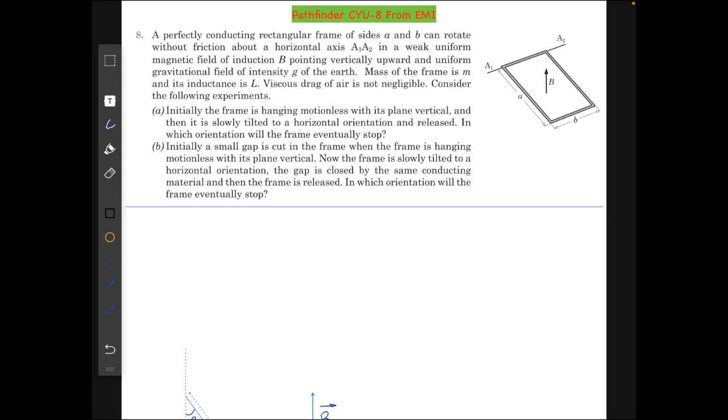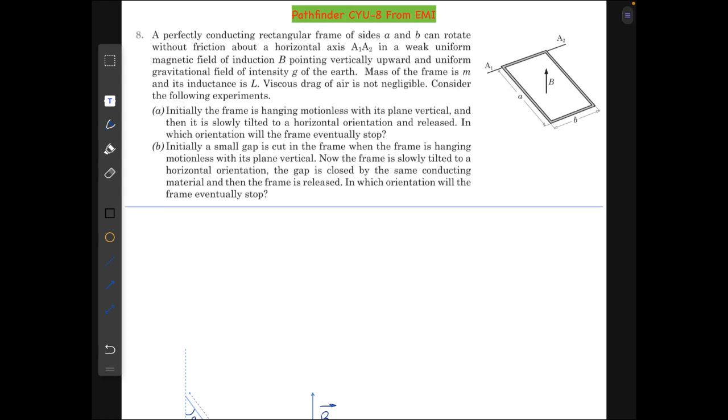And for part B, initially a small gap is cut in the frame when the frame is hanging motionless with its plane vertical. Now the frame is slowly tilted to a horizontal orientation. The gap is closed by the same conducting material and then the frame is released. In which orientation will the frame eventually stop?